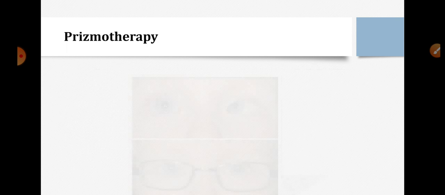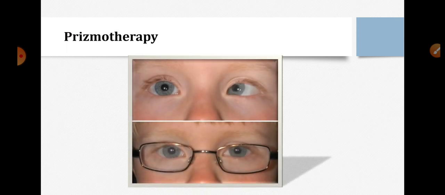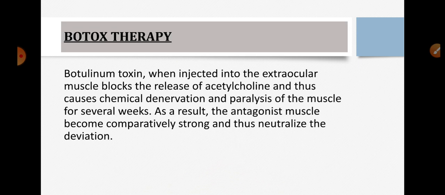So this is prismotherapy. Look at this picture. The boy is having esotropia in his left eye, but after doing prismotherapy, his eyes are aligned properly. That is prismotherapy. Now BOTOX therapy.